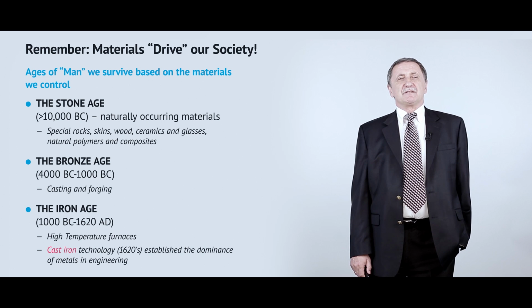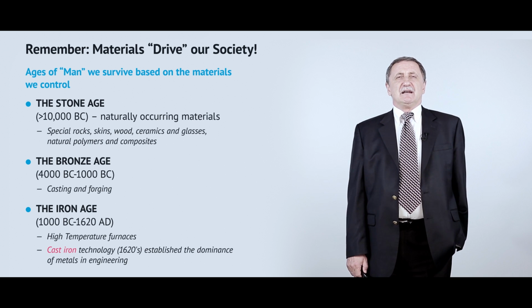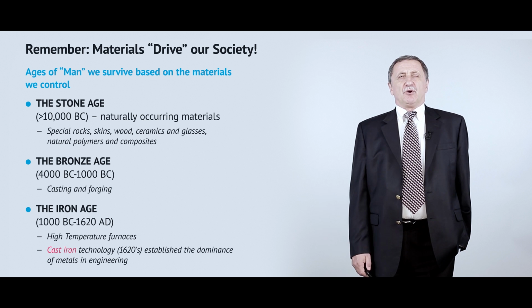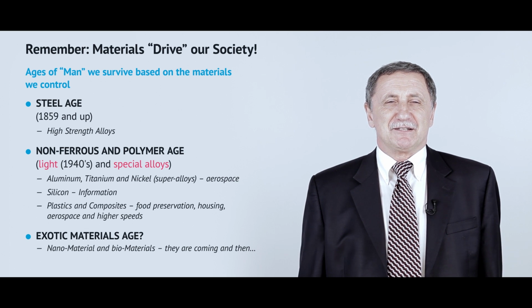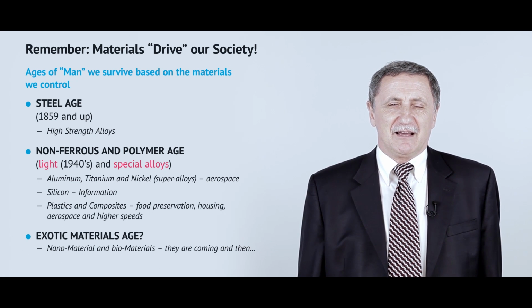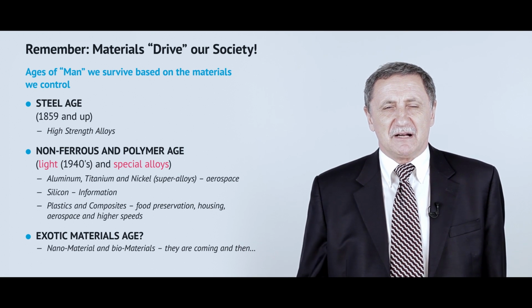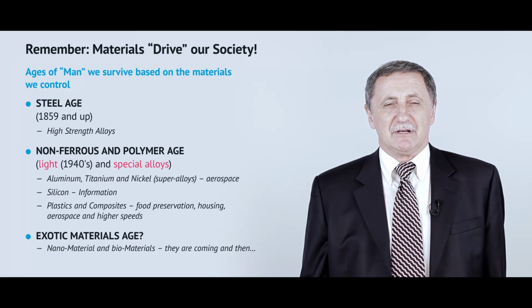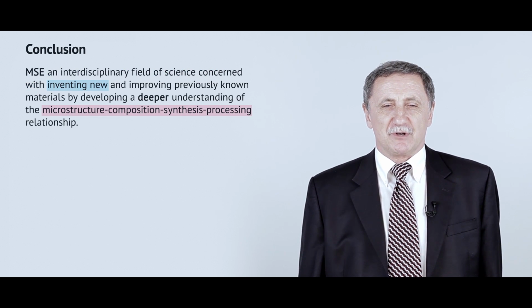But we also can look at this problem from the historical perspective, and you know for sure that materials indeed drive our society. Put your attention on this slide, and you can see that the ages of mankind do have names, and all these names are related to some specific materials. The Stone Age, the Bronze Age, the Iron Age, Steel Age, non-ferrous and polymeric materials age, Silicon Age. What will be the next one? This course, I hope, will help to make your guess more scientific.